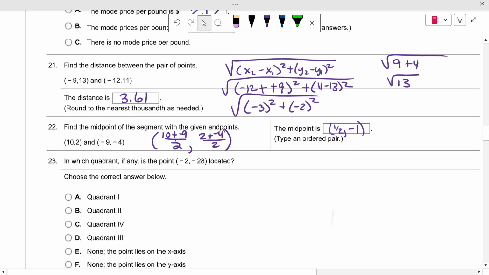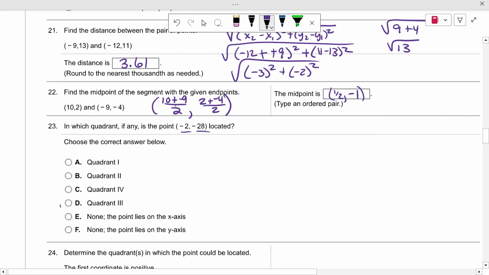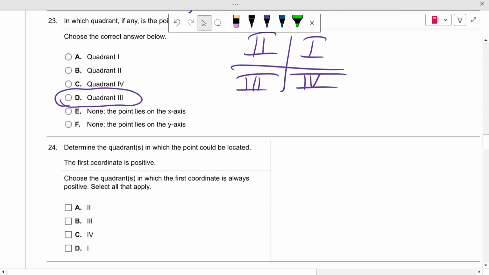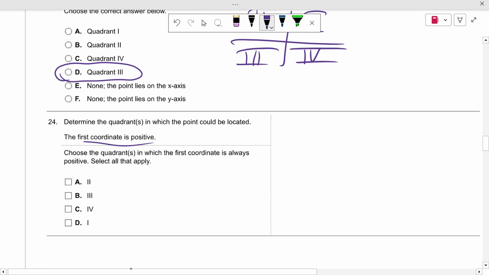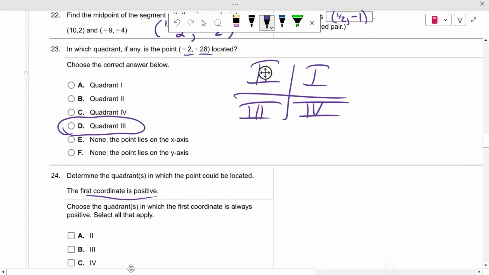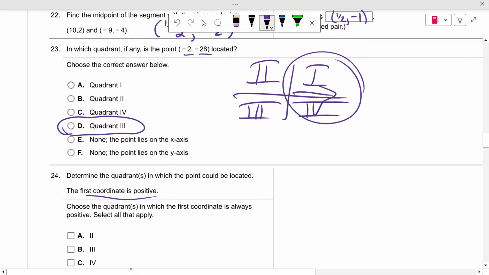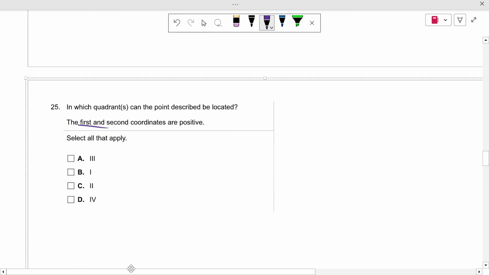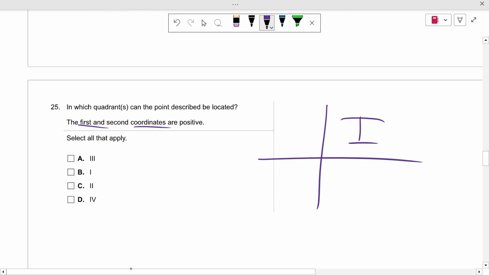So 1/2, -1. If they're both negative, they're in quadrant 3. 1, 2, 3, 4. They're both negative and they're in quadrant 3. If the first coordinate is positive, then we're going this direction, so it could be in either 1 or 4. And that's question 25. First and second coordinate are both positive. Well, that's in quadrant 1, because you're going that way, that way.